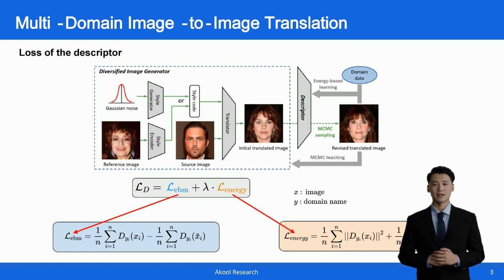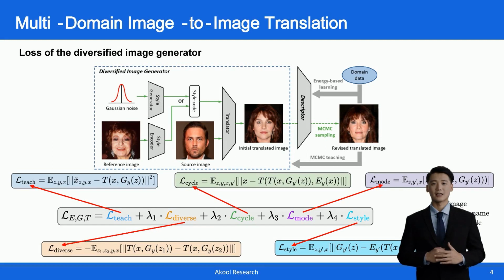We first present the loss of our descriptor, which is a multi-head energy-based model. Its loss contains a regular contrastive loss and an L2 norm regularization term. The contrastive loss is derived from the maximum likelihood estimation, and it requires Markov chain Monte Carlo samples. The L2 norm regularization term is added to increase the stability of the energy-based training.